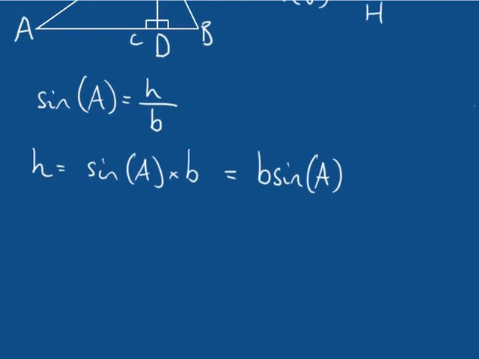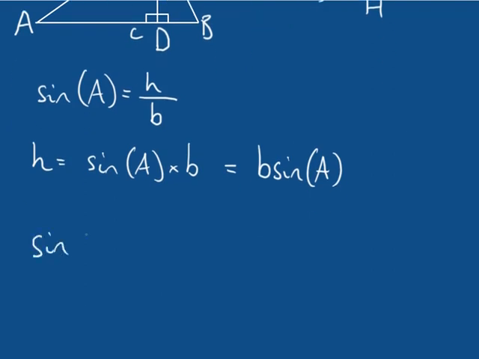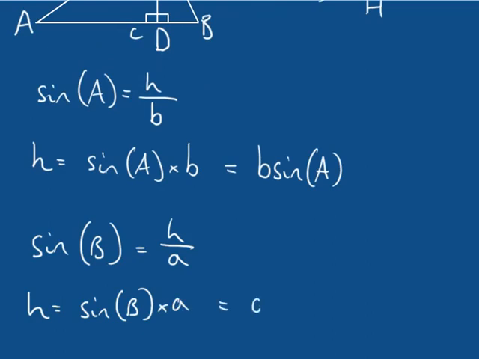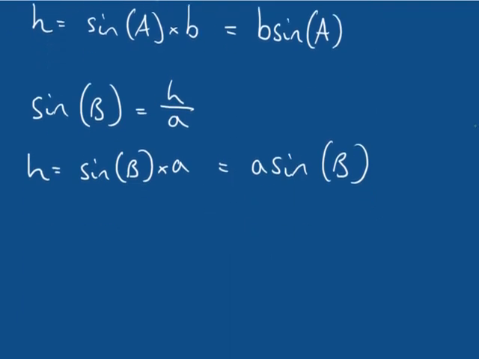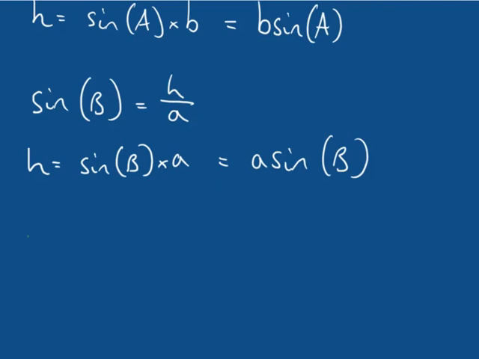So in our other triangle, we have sine of B is equal to H over A. That means, of course, that H is equal to sine of B times A, which is equal to A sine B. So both B sine A and A sine B are equal to H, and that means they're equal to each other. So I can now say that B sine A is equal to A sine B.